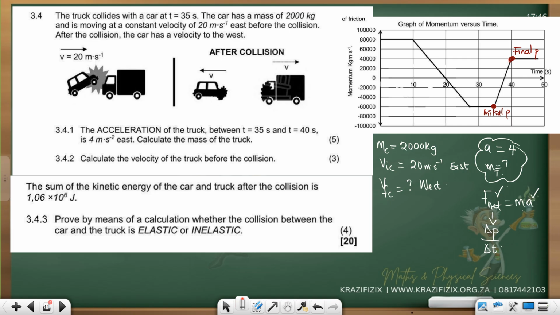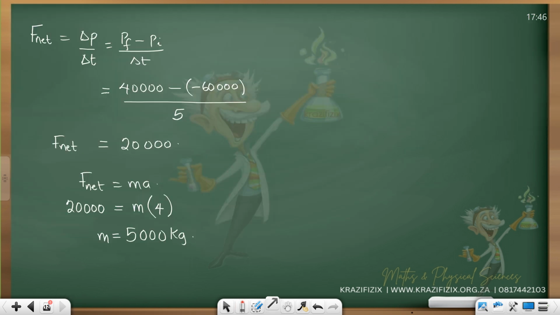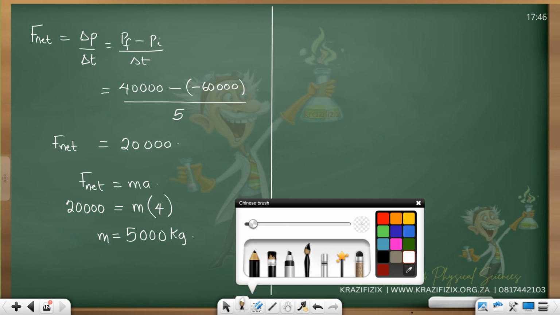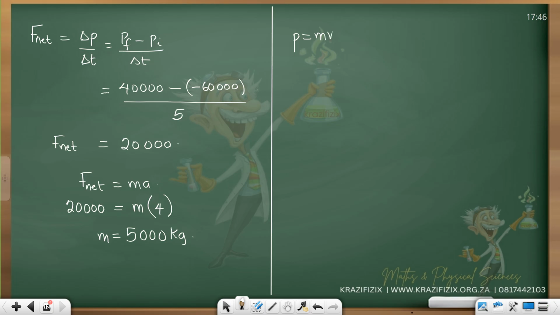I think we can still use momentum. Look here again, we know the initial momentum, and we want the initial velocity. Very sweet now. Momentum is mass times velocity. What is our initial momentum? Negative 60,000. What is the mass? We now have the mass, 5,000. And we're looking for V.